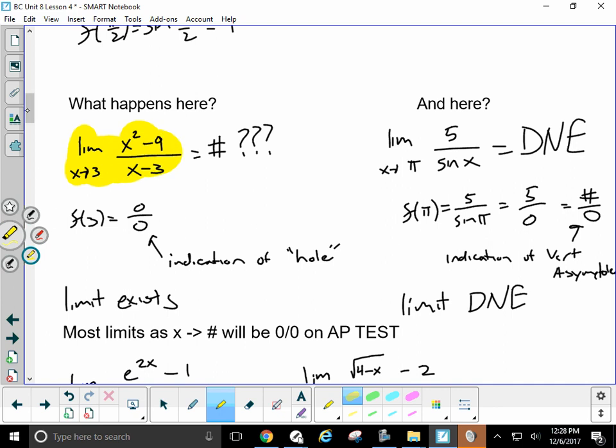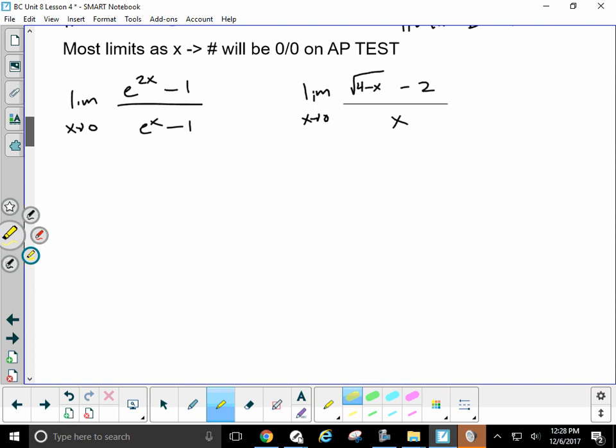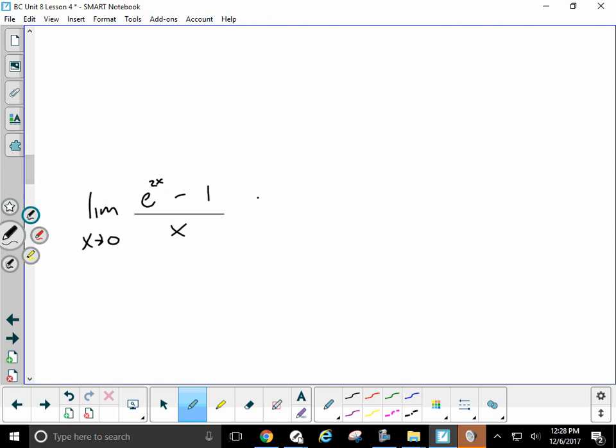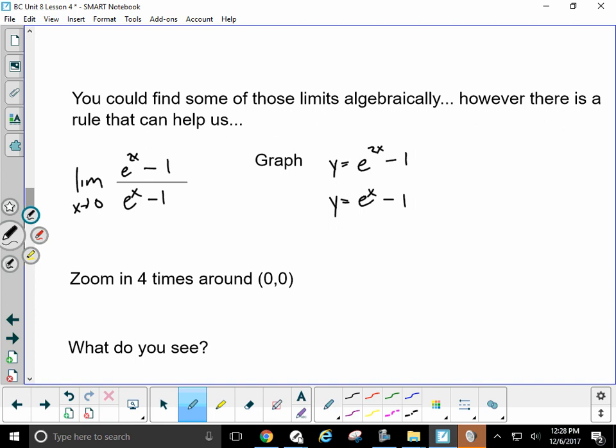And most of the limits asked on an AP test will have these 0 over 0. And in AB calculus, we spend a unit's worth of time talking about the algebraic methods that can be used to find those limits.